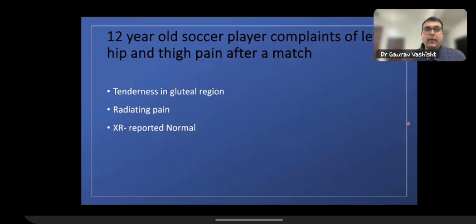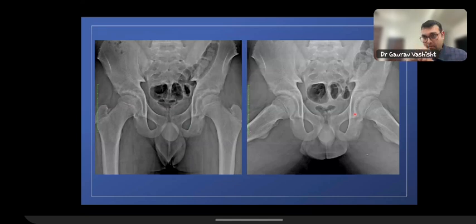Next is a 12-year-old soccer player complaining of hip and thigh pain after a match. There is tenderness in the left gluteal region. There is radiating pain, and the X-ray was reported normal. So please share your views on this radiograph. What do you feel, where is the pathology and what could it be?